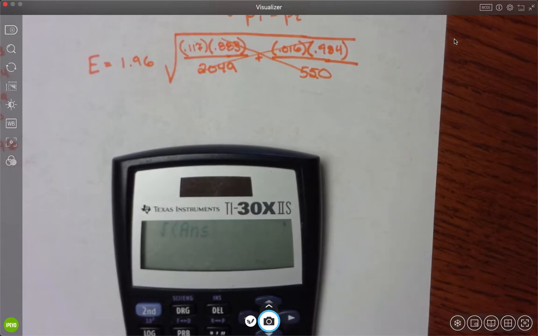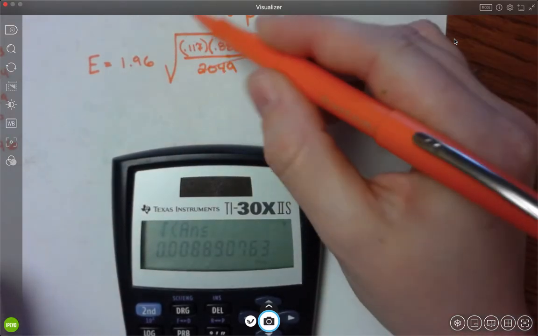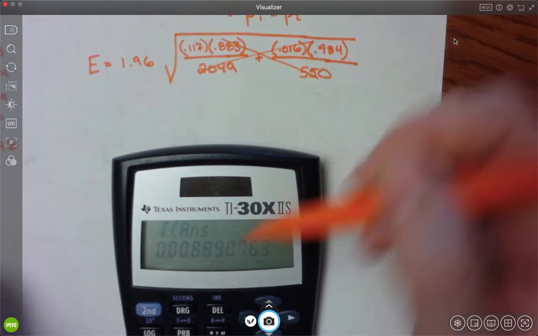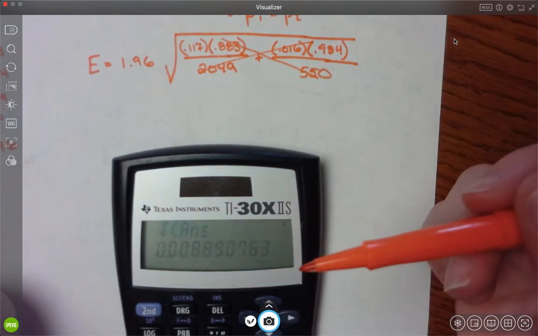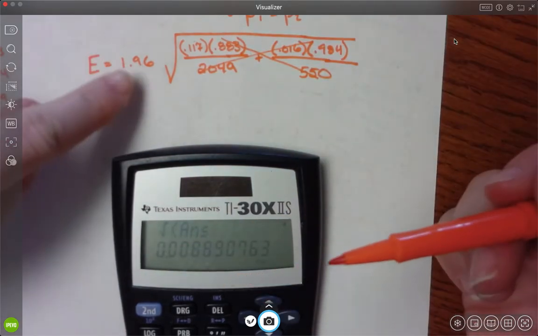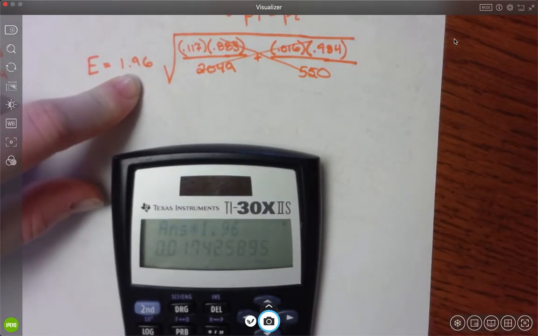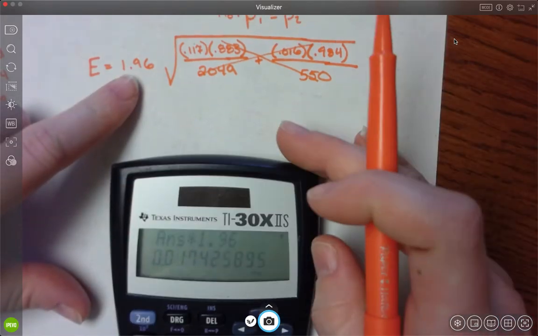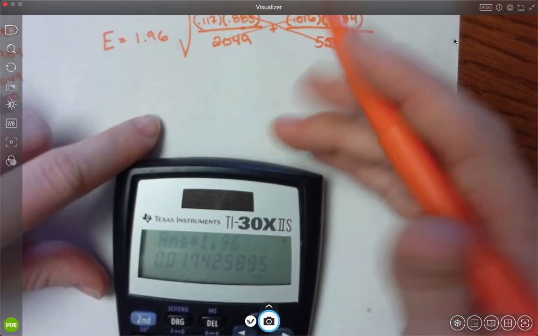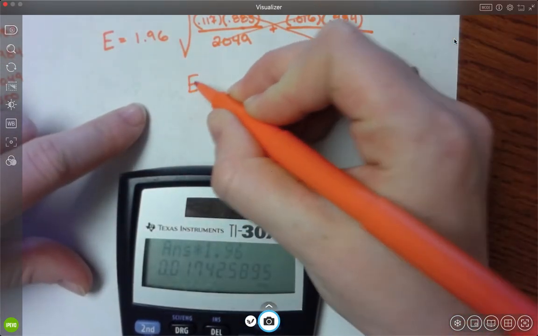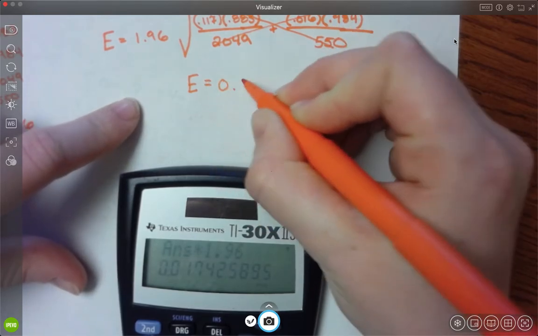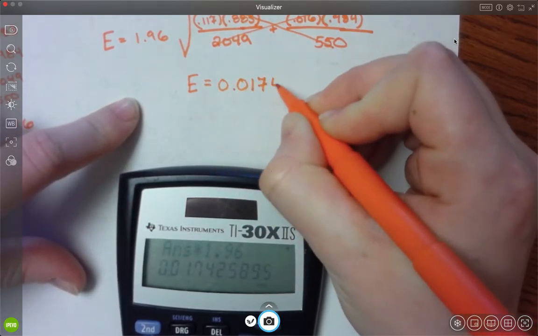Enter. So this whole thing right here, after I take the square root, is that 0.00889 number. And then the last thing that I need to do is multiply it by 1.96. So I'm not really writing a whole lot down, but I'm still doing it kind of in pieces. The error is going to be 0.0174. Let's do 4 decimal places there.